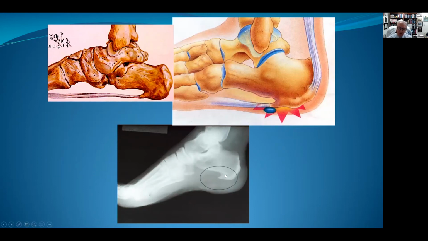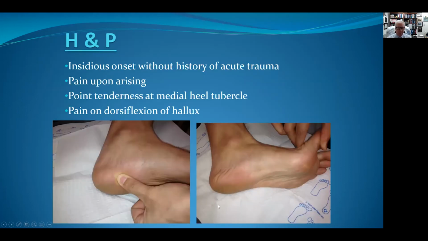These spurs can be quite large, quite inflamed. The pain level does not necessarily correlate with the size of the spur. Sometimes the small ones can be just as painful as the big ones. Again, there's insidious onset, pain upon arising, and point tenderness at the medial tubercle. You can see dorsiflexion of the toes will make the plantar fascia prominent. And if you press right in this location as the plantar fascia inserts on the medial tubercle, if it is an inflamed heel spur, you're going to be scraping the patient off the ceiling because they will say, how did you know to hit there?